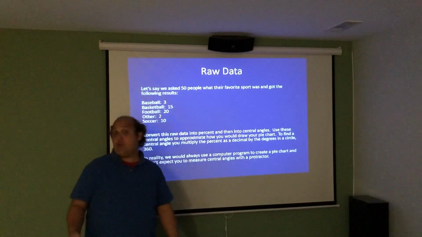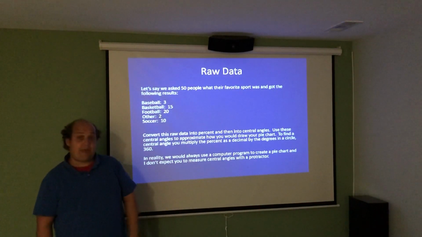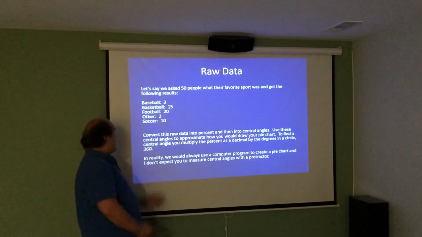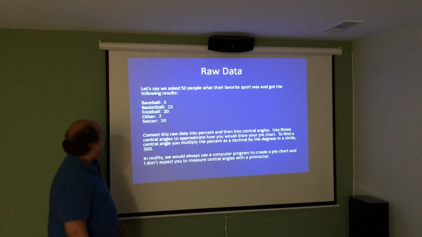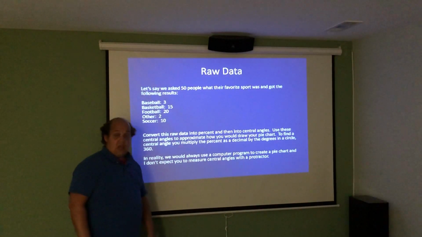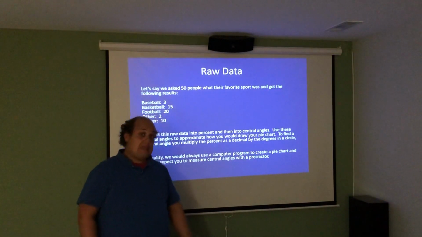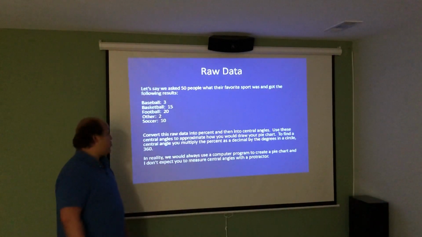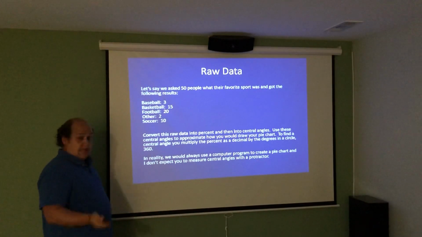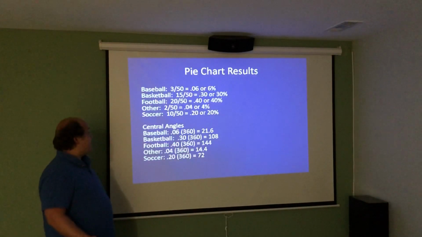If I took that 0.06 and multiplied it by 100, I'd find that 6% of the people we asked said that baseball was their favorite sport. If I took that 0.06 and multiplied it by 360, that would tell me how many degrees the central angle would be. In the next slide, you're going to see all the answers to this.